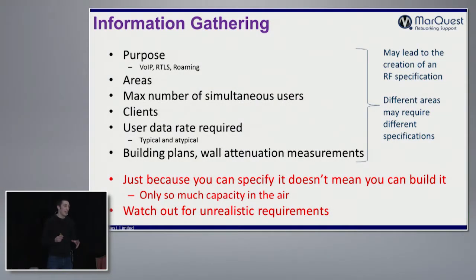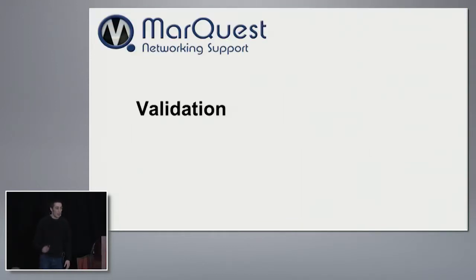So you need to be wary of these unrealistic requirements as well. If we're going to specify a network in terms of a number of users requiring a certain throughput and certain applications, how do we validate that?